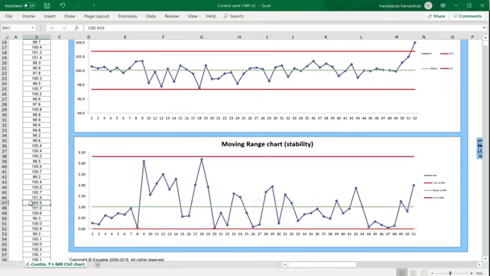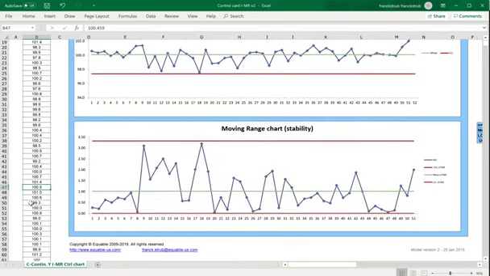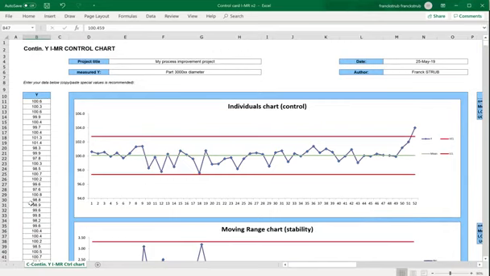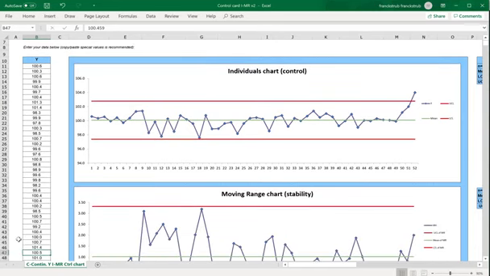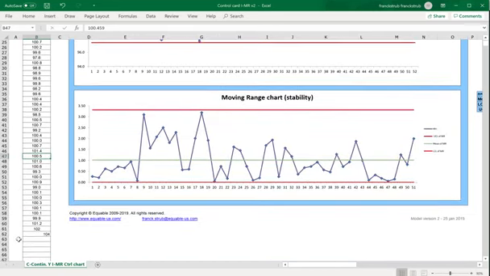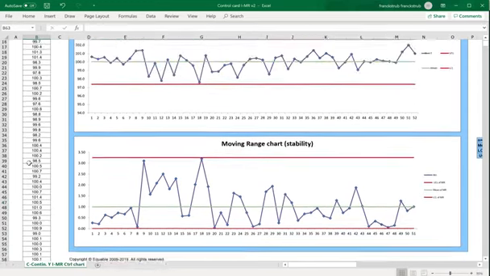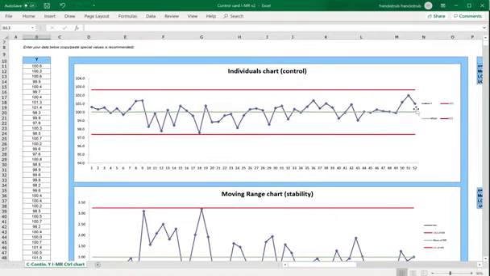In this column, you can enter up to 20,000 data, so you are not limited. And this is how you can control your process for one CTQ, here my part diameter, the Y of my project, and see whether or not you are within control limits. Of course, if I enter something which is very close to the average, I will be in control now. This is the last point.